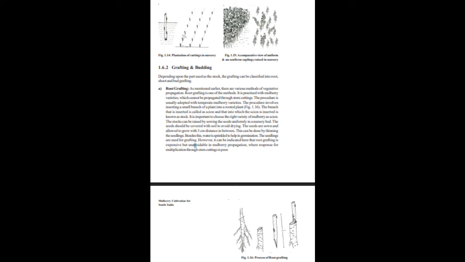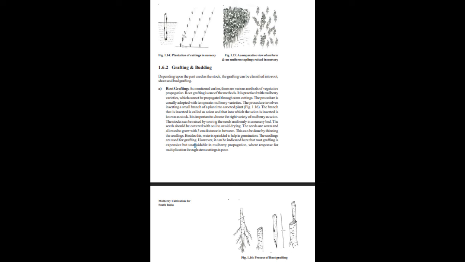It is practiced with mulberry varieties which cannot be propagated through stem cuttings. The procedure is usually adopted with temperate mulberry varieties. The procedure involves inserting a small branch of a plant into a rooted plant. Fig. 1.16. The branch that is inserted is called the scion, and that into which the scion is inserted is known as the stalk. It is important to choose the right variety of mulberry as scion.